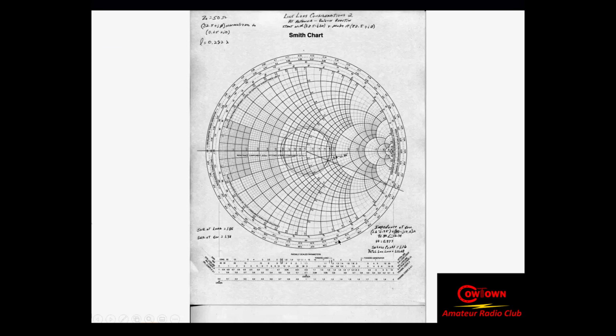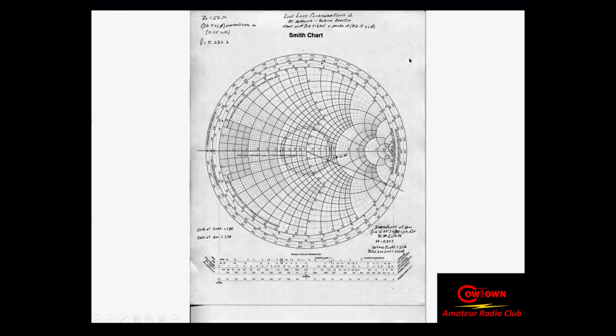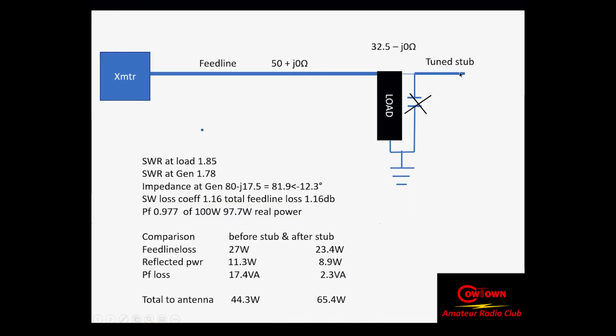All right. So what's the solution to this? The solution is I come in here and get rid of this reactive component in my complex number. And I'm going to do that with a tuned stub, and I'm going to use this Smith chart to design the tuned stub. But all it's going to do is change it from 32.5 minus J30 to 32.5 minus J0.